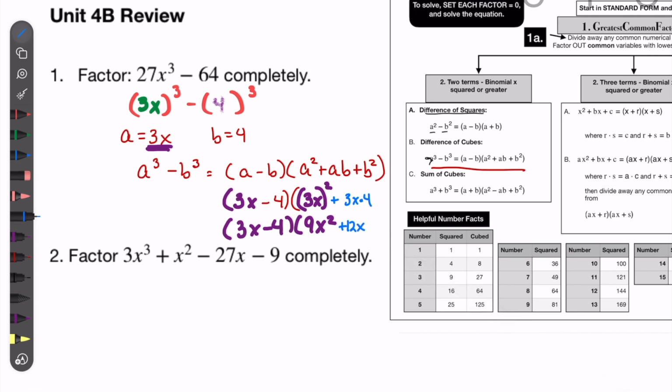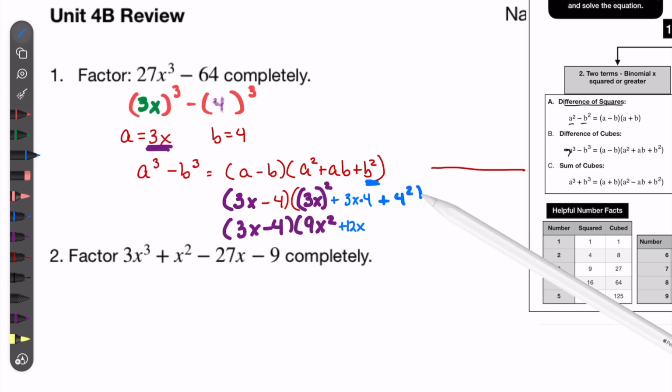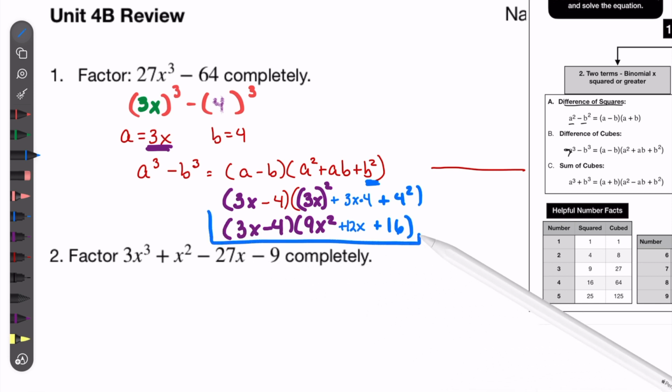And then lastly, if we can move this guy out of the way, we'll do our last term here, and it says put in a B squared. So B is 4, so I put in 4 squared, and that would be 16. So there is my factorization.